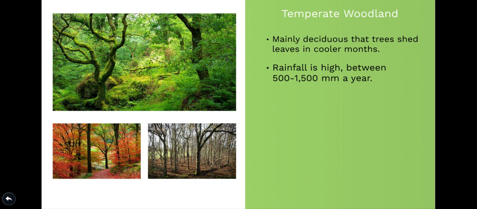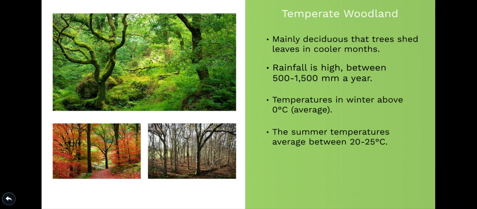Rainfall is generally quite high, somewhere between 500 to 1500 millimeters a year, and this is generally spread out through the year. Temperatures in winter generally average above 0 degrees Celsius, so frost happens, but it's not a constant feature of this particular biome. And summer temperatures can average somewhere between 20 to 25 degrees Celsius.